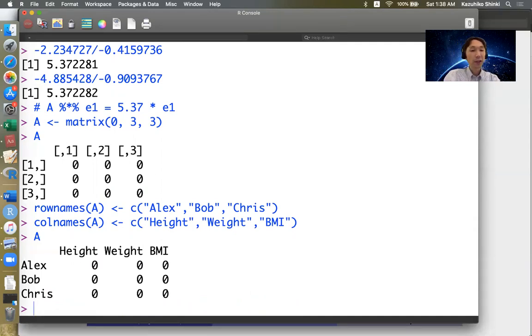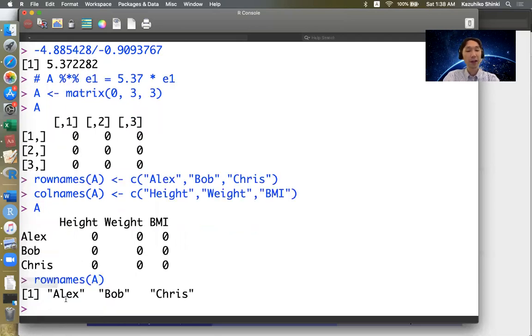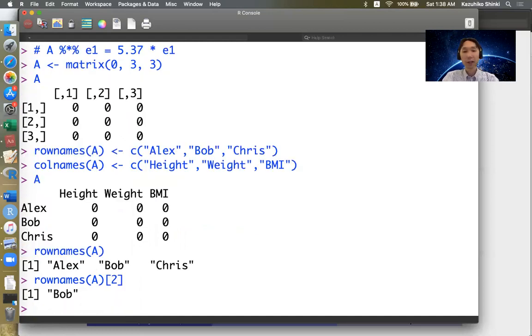And also you can extract these names from this matrix. For example, rownames of A returns this. If you want to pick up this name, rownames A, bracket 2, then you can extract this as Bob. So these are basic operations and how to name rows and columns for matrices.